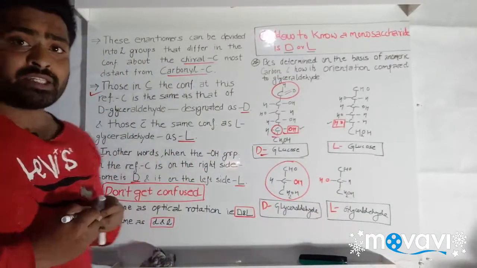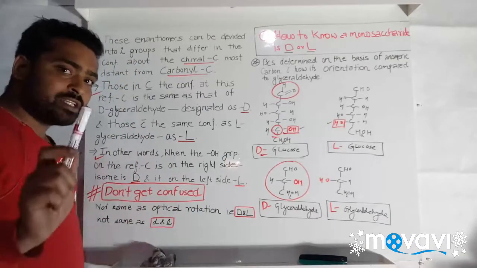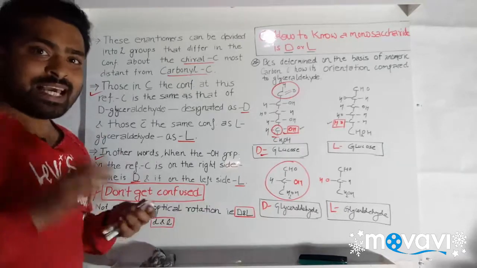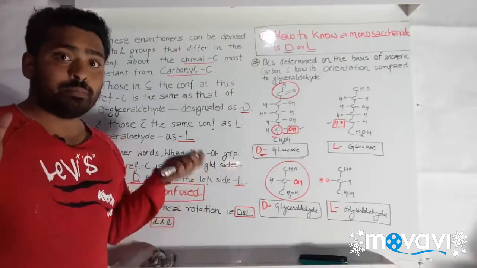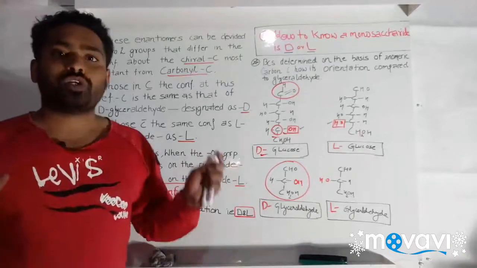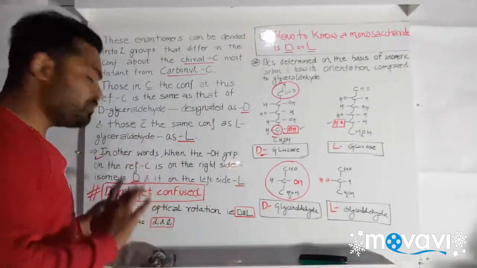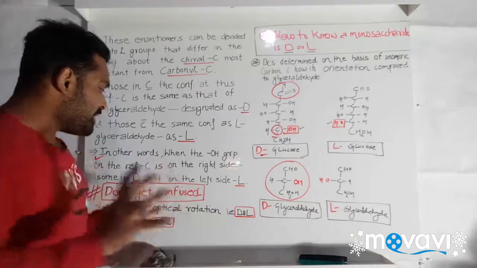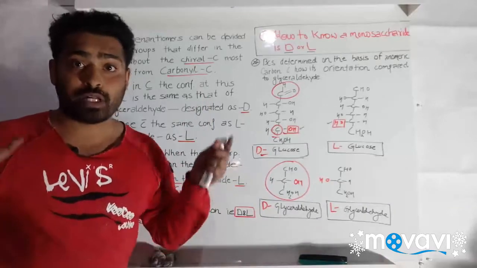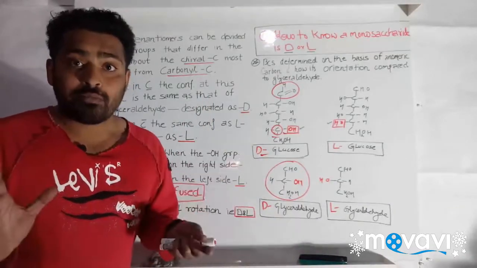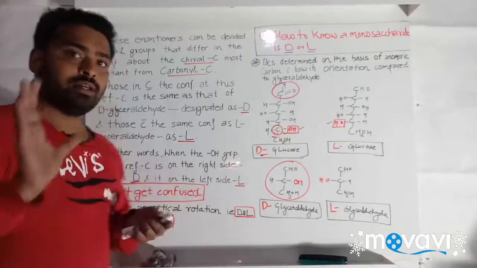Now there is a very important distinction to note. Don't get confused. There is one more terminology here, that is small d and small l. What do we mean by this? It means dextrorotatory and levorotatory. This capital D and capital L are entirely different from small d and small l, because this is something related to optical rotation. Small d means the compound which rotates the plane polarized light towards the right, and small l means the compound which rotates the plane polarized light towards the left.